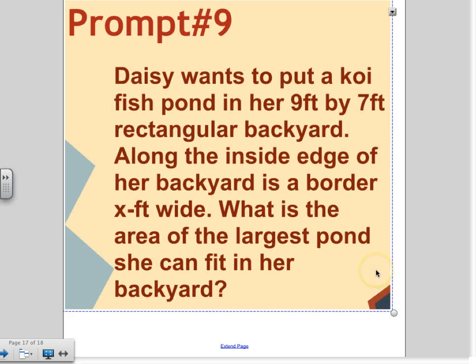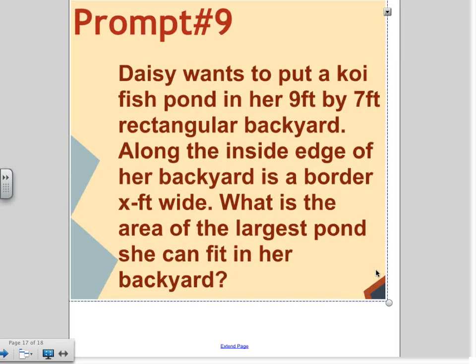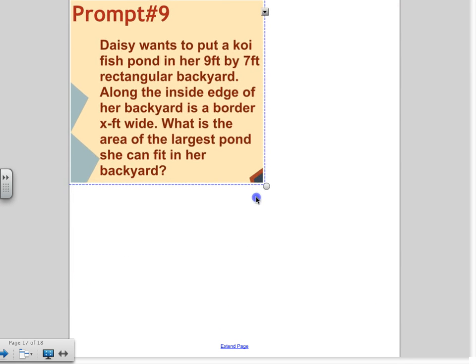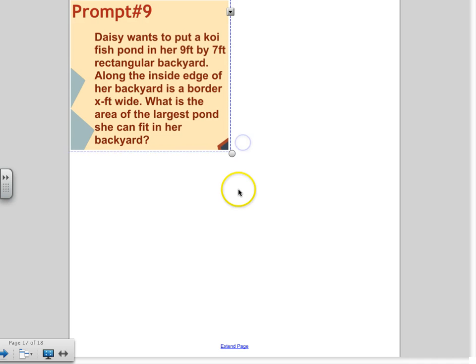So there it is. The question is, oh, by the way, the border itself is x feet wide. Notice I did not give you a specific number of feet. I just said x. That's kind of open. And here it says, what is the area of the largest pond she can fit in her backyard? With that information, I'd like to start off by helping you draw a picture of this.